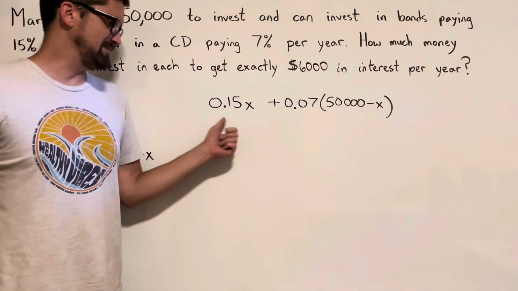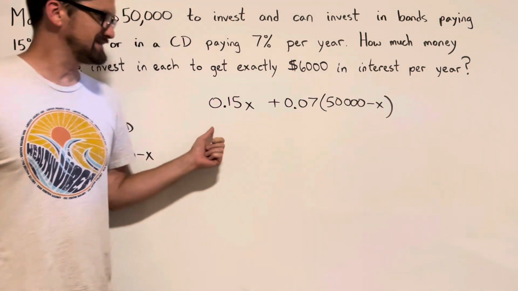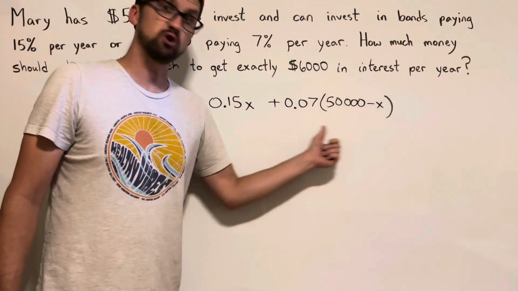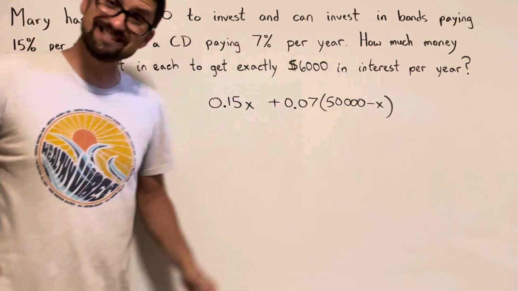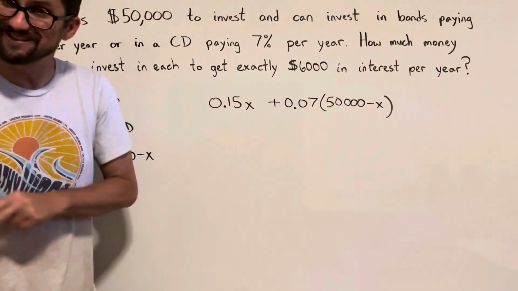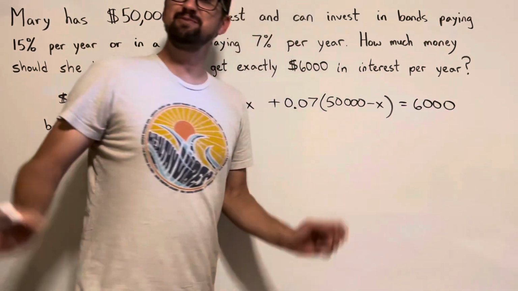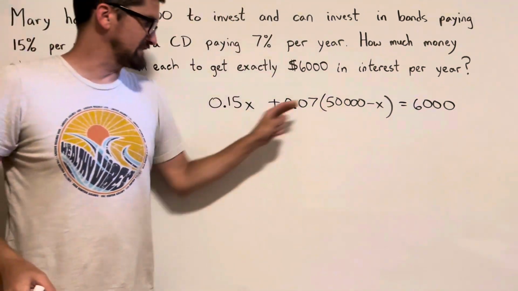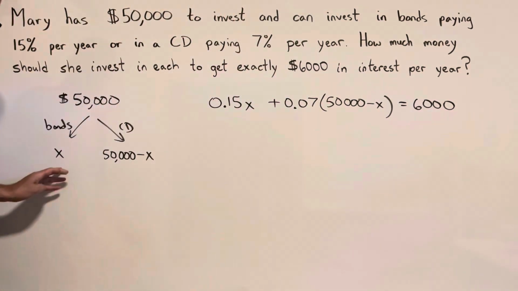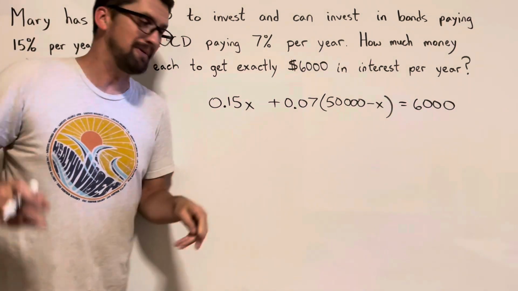All right, so this is the amount of interest earned off the bonds. This is the amount of interest earned off the CD. And that has to equal how much we want, $6,000. So this gives me an equation that I can solve for X. When I get X, remember that X is the amount that's going into the bonds.